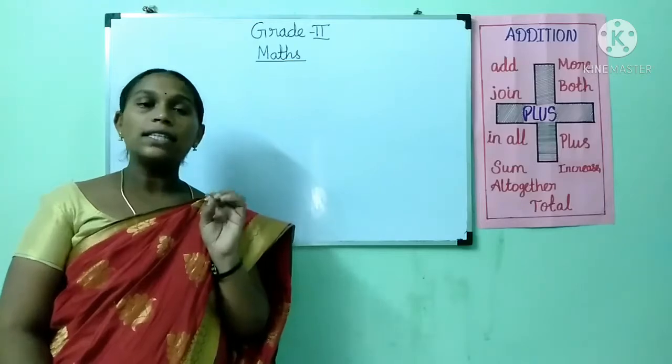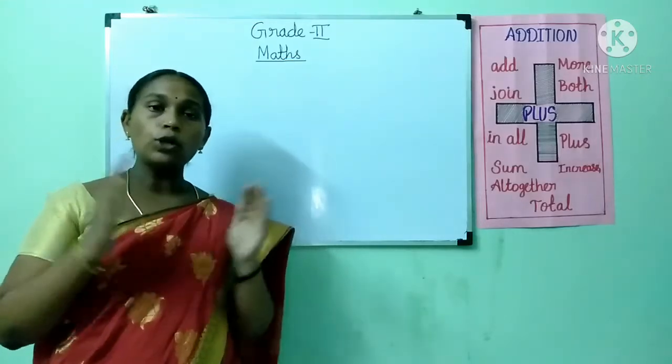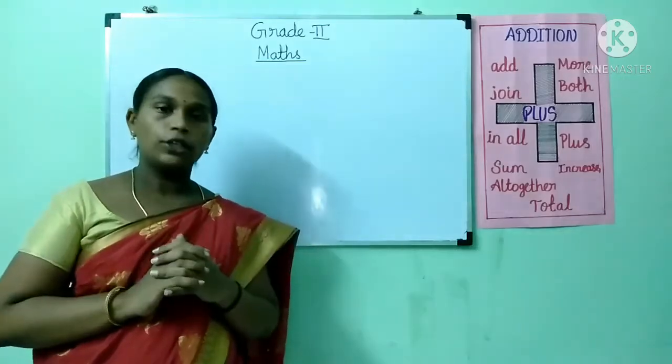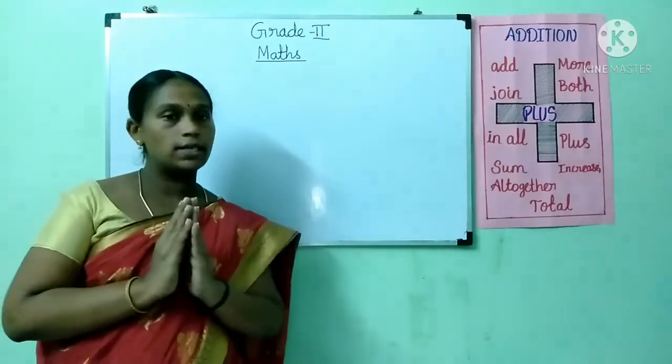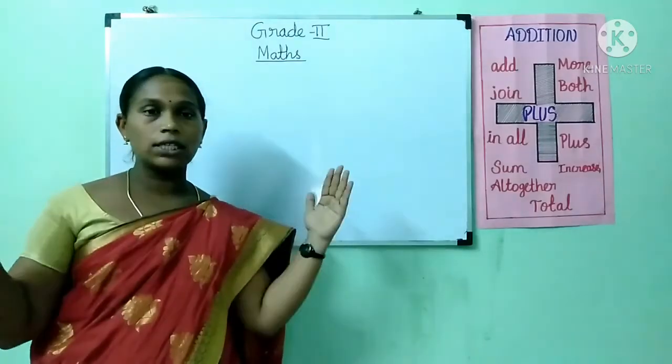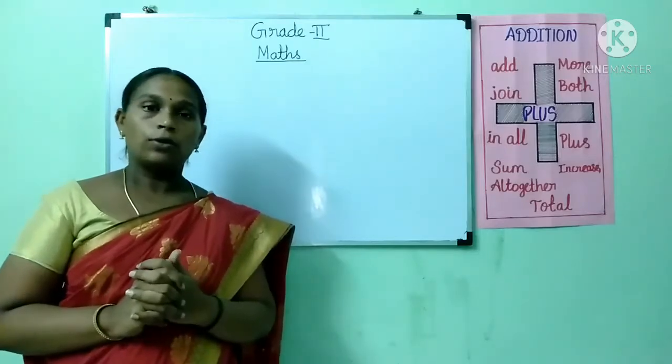Okay. Then ascending order means what? Ascending order means smallest number to biggest number. Are you clear? Then descending order means biggest number to smallest number. What is this? Biggest number to smallest number. Are you clear? Okay children.